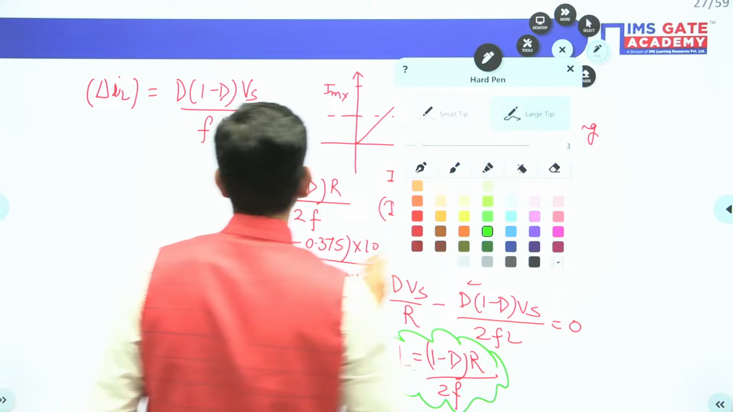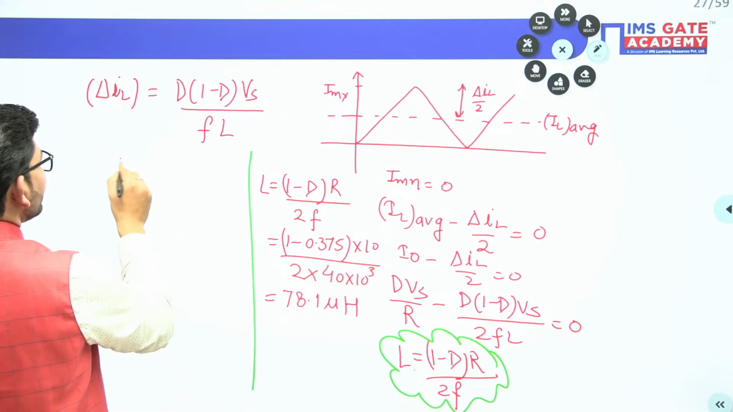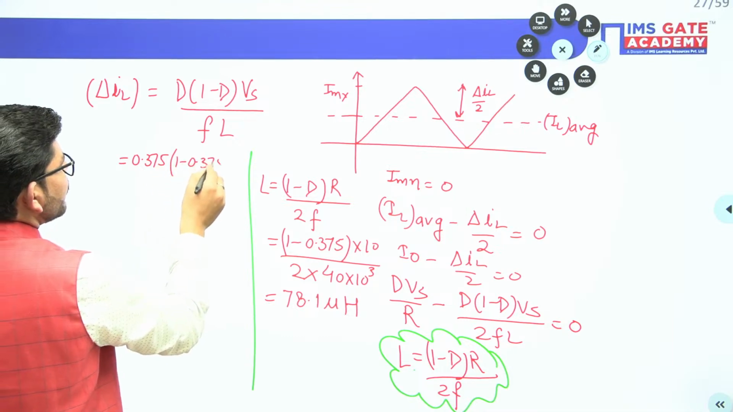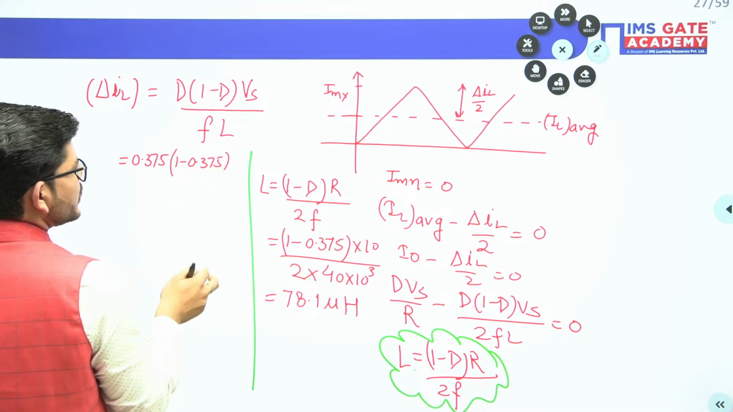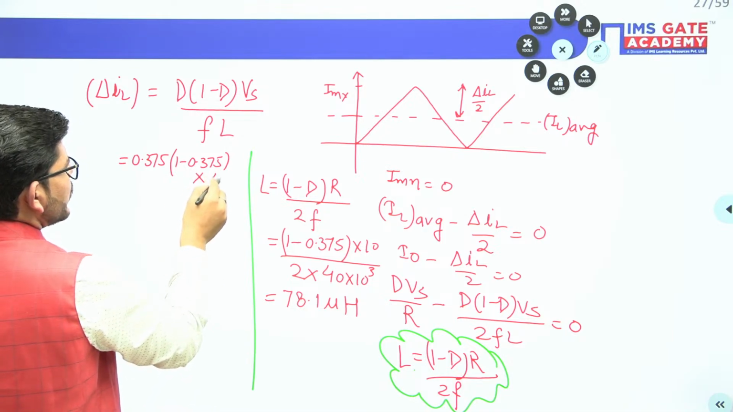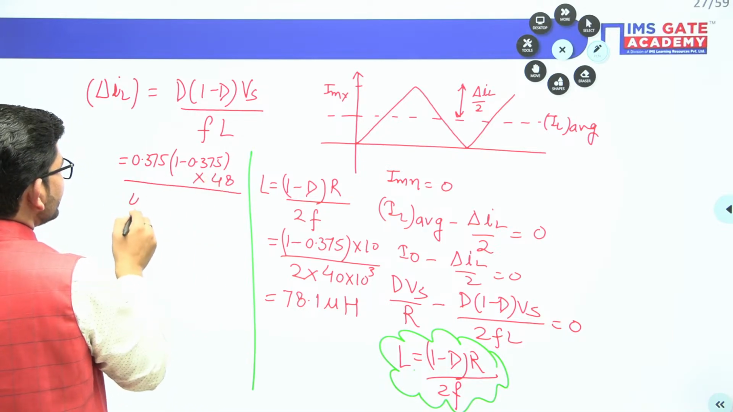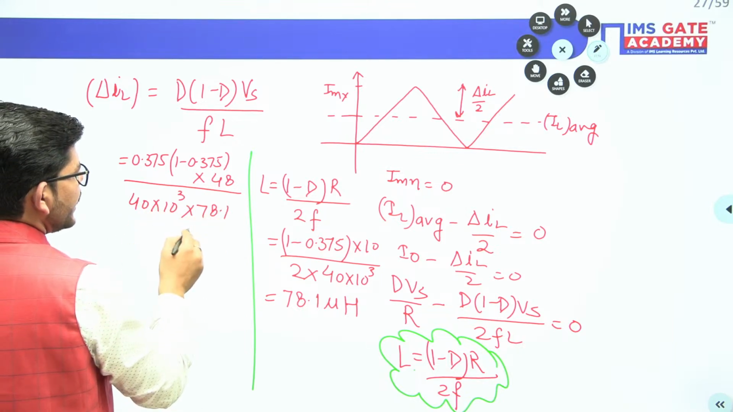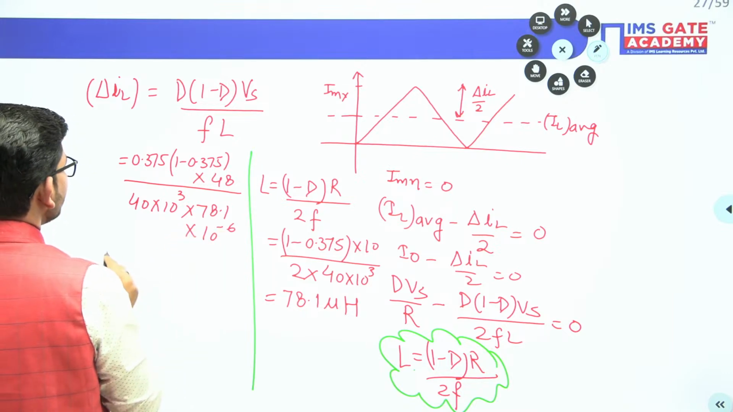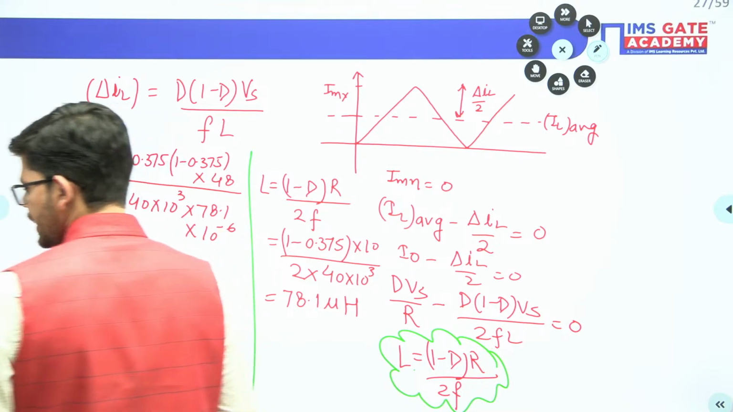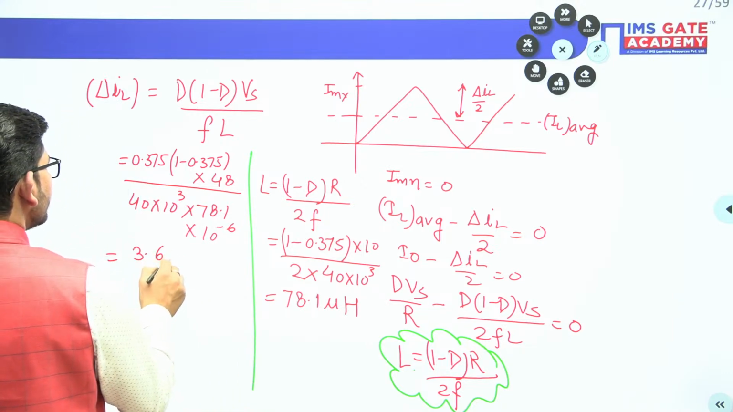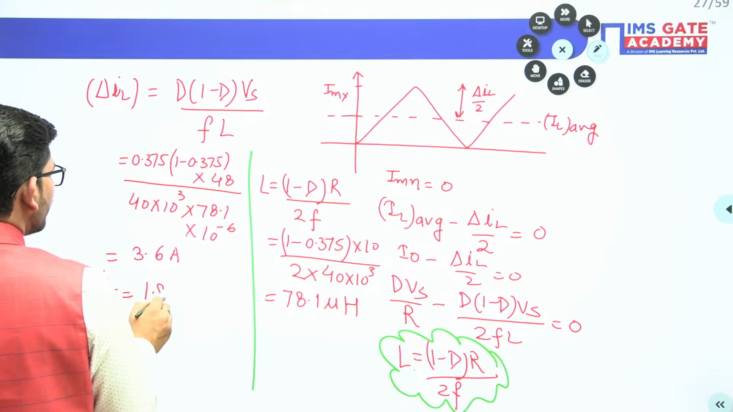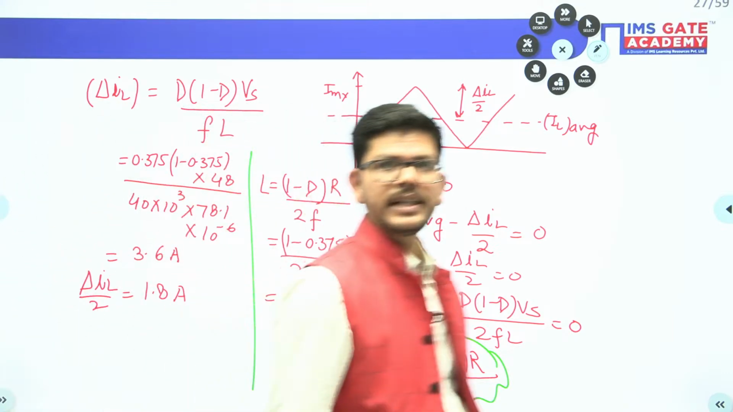So if we put the values in the formula, the D value here will be 0.375, 1 minus 0.375 into Vs. How much is Vs? Vs, I think, is 48, divided by the f, which is 40 kilohertz. And the L value we have calculated is 78.1 into 10 to the power minus 6. So from here you can get the del IL, and del IL will be 3.6 ampere. So what will be the del IL by 2, guys? It will be 1.8 amperes. Isn't it?